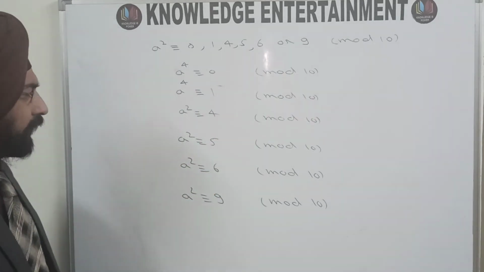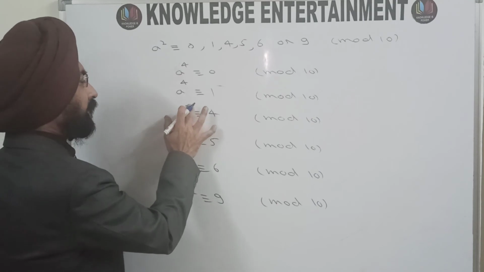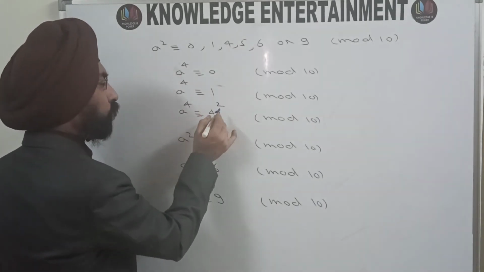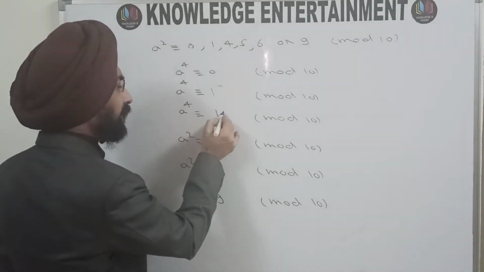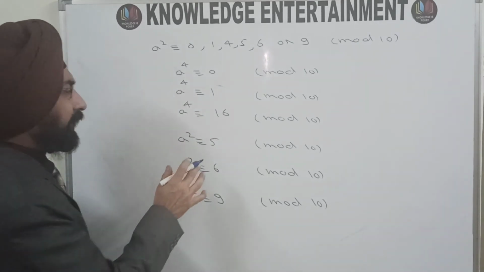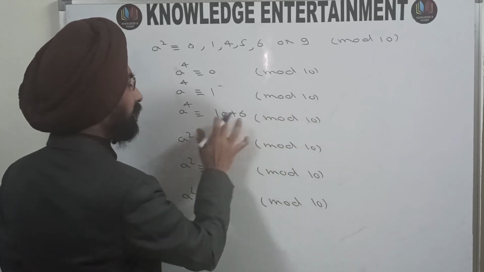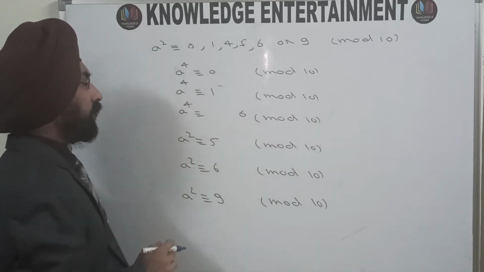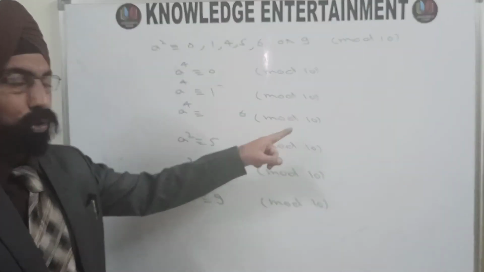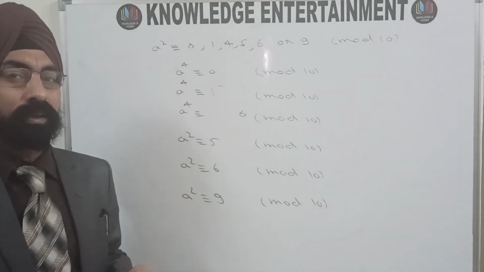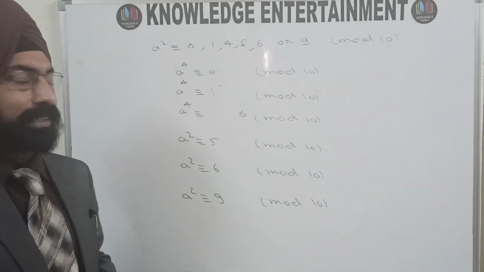No problem, it's okay. In the third case, it is a power 4. Here you will get 4 square, and 4 square is 16, and 16 you can once again write like 10 plus 6, and 10 being a multiple of 10 can be removed. So a power 4 can be congruent to 6 modulo 10. It cannot be congruent to 4 now. Another possibility is being deleted.